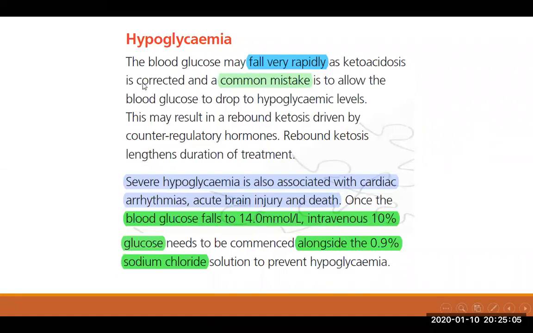Hypoglycemia, if we let the blood glucose fall very rapidly, it may lead to cerebral edema, and this is a common mistake. Severe hypoglycemia is also associated with cardiac arrhythmia, acute brain injury, and death. So if the blood glucose is less than 14 millimole per liter, we must give intravenous 10% glucose alongside normal saline, and this is very important.